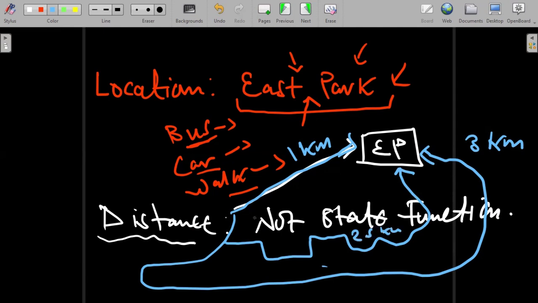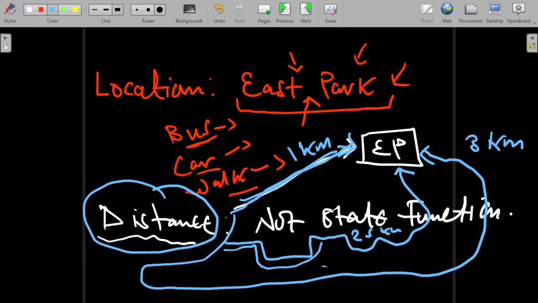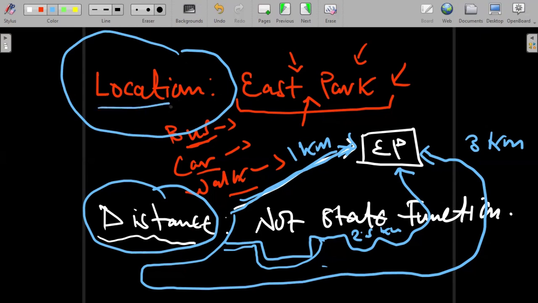So you see that the distance that you're going to travel from your current location to this East Park would depend on the path that you're going to take. If you take the shortest possible path, you can reach East Park in 1 kilometer. If you take maybe a longer distance, it can take 2.5 kilometers, just like that. If something is not a state function, it means the current state will depend upon the path that you are taking. But something is a state function if it does not depend on the path. And I gave an example of this with location.